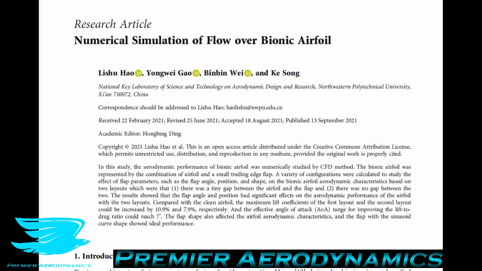Welcome to Paper Exercise number 134, and today we're finishing off the second half of this podcast series. The first half looked at this thing called a Bionic Airfoil, and today we're going to be looking at the second half of this. So we're going to be looking at a paper called Numerical Simulation of Flow over a Bionic Airfoil.